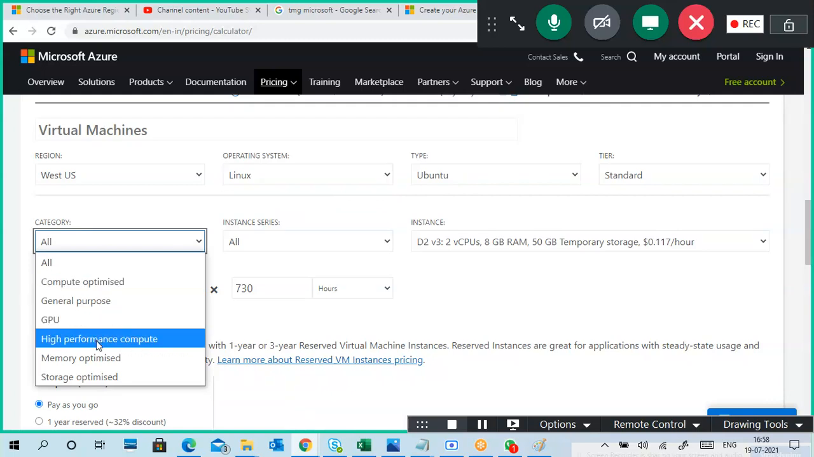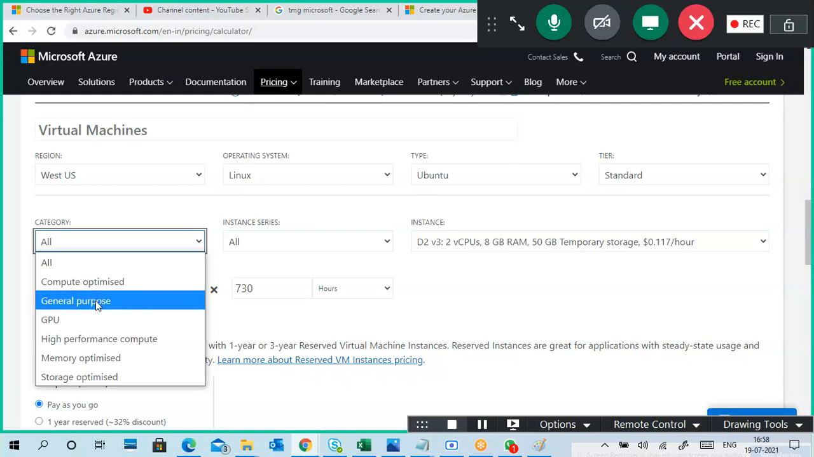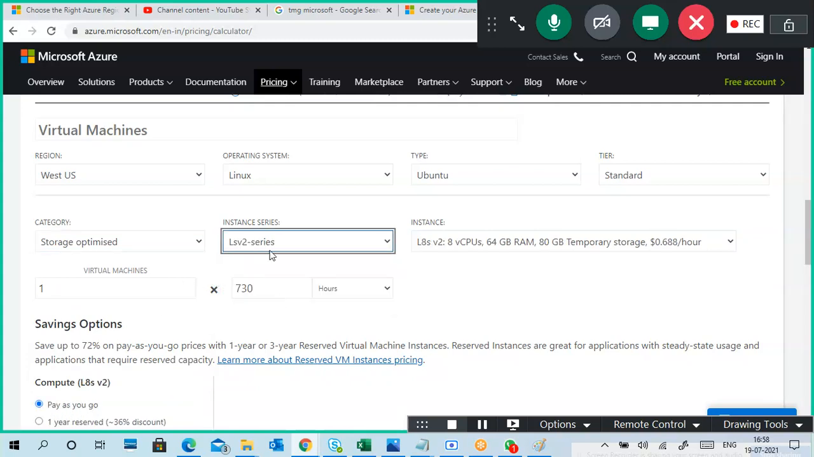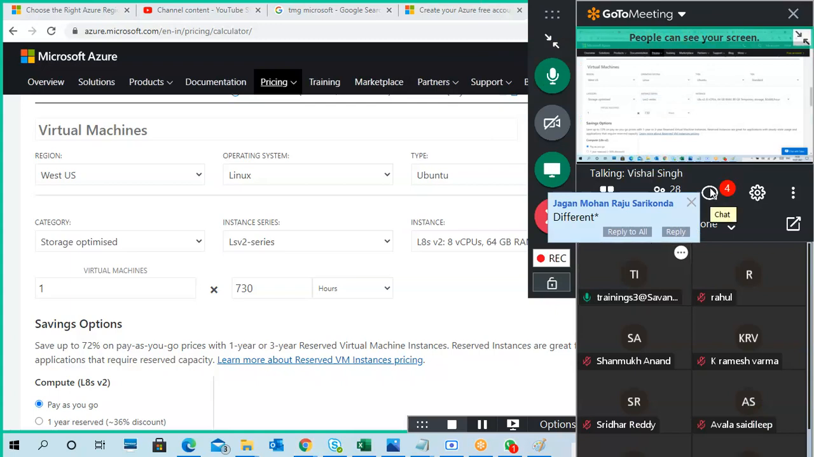You can see high performance compute, where GPU is required, compute optimized, general purpose, memory optimized, or storage optimized, like that it is there. So you can check with the series, like this is what I want but I didn't put it.